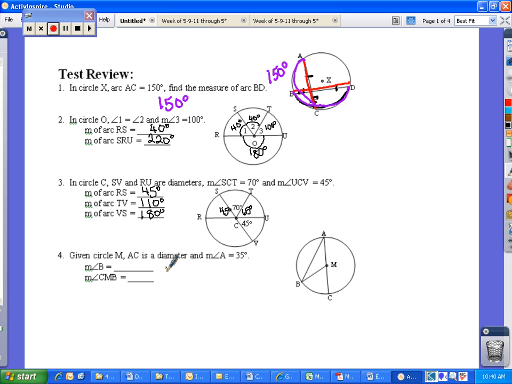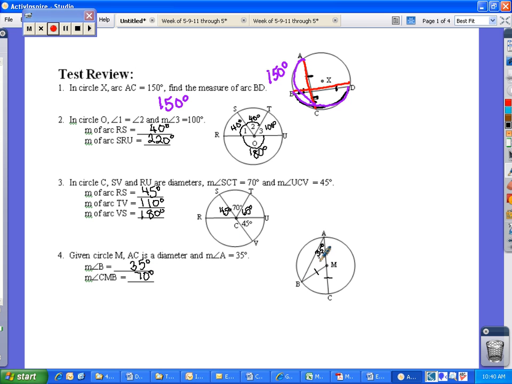Okay, number 4, given circle M, AC is a diameter and angle A is 35 degrees. So if angle A is 35 degrees, which is right here, I need to find angle B. Well, I know that those are congruent because this and this and this are all radii of the same circle. So if this is congruent to this, this triangle is isosceles. And therefore, the opposite angles of the isosceles congruent sides are also congruent. So angle B is 35 degrees. And then angle CMB is 70 degrees.